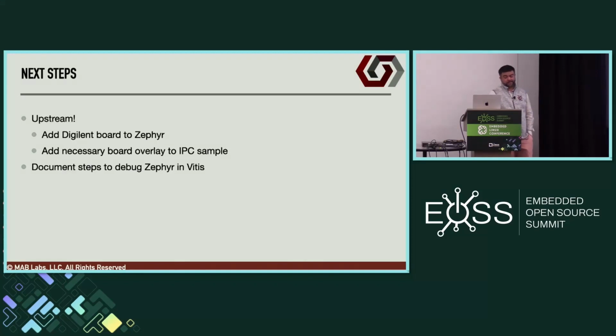Some of the next steps, of course, and I'm terrible at this, is to upstream. So add the board to Zephyr. It's a slight variation on the KV260, but I think having as much board support in Zephyr is pretty valuable. And I think it would be helpful for me to document the steps to get Vitis working with Zephyr, because that could be a pretty powerful tool for somebody else using Zephyr with Xilinx products, to be able to step through using Vitis.